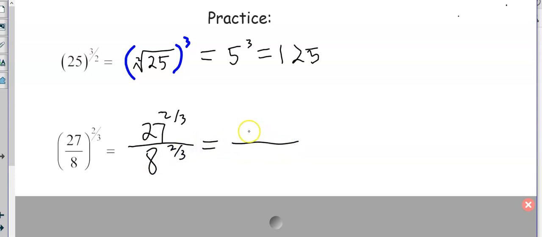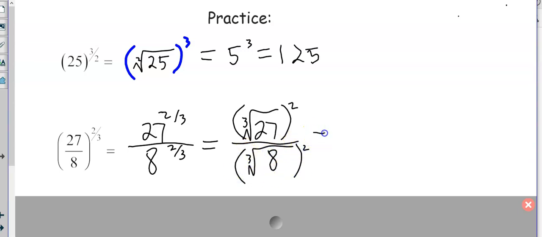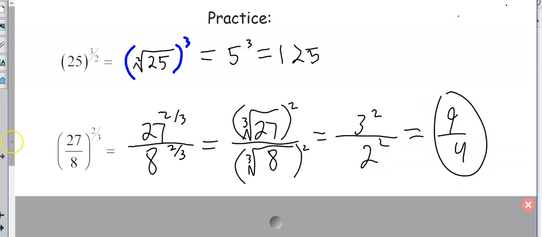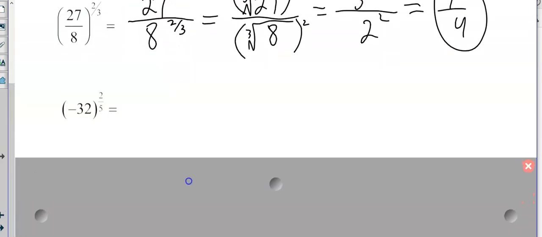Now let's change the form. So this would be the third root of 27, all to the power of 2, I guess. Let's put this in radical form. So again, the third root of 8, all to the power of 2. Simplify that, the cube root of 27 is 3. So there's 3 squared, or 9, on the numerator. And the cube root of 8 is 2. 2 squared is 4. So 9/4. Didn't even need a calculator. We can handle it, right?